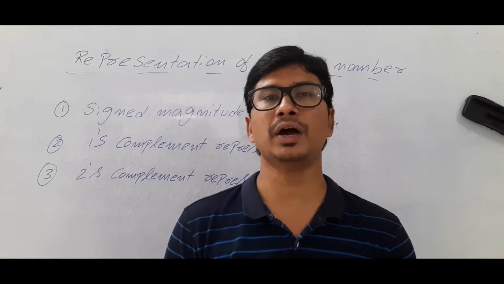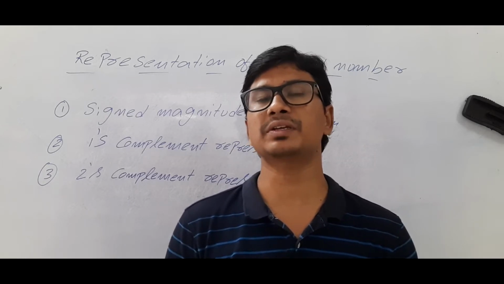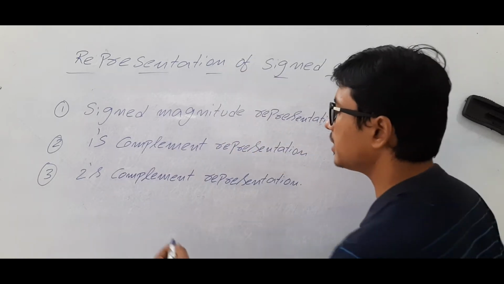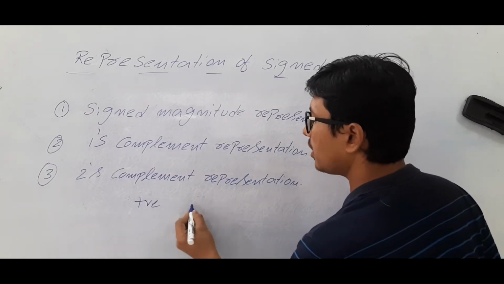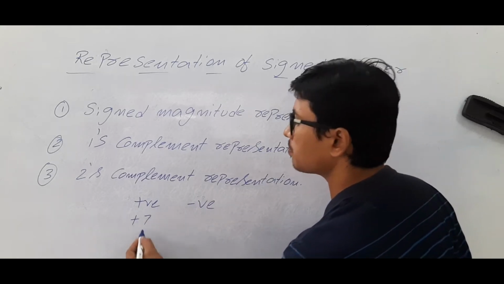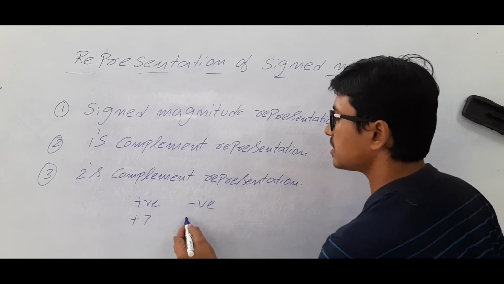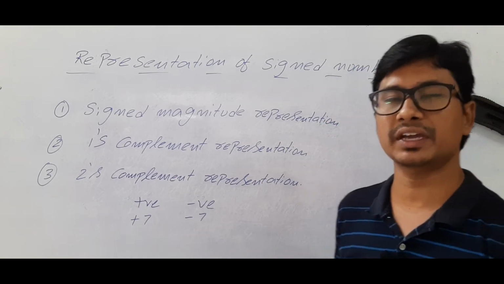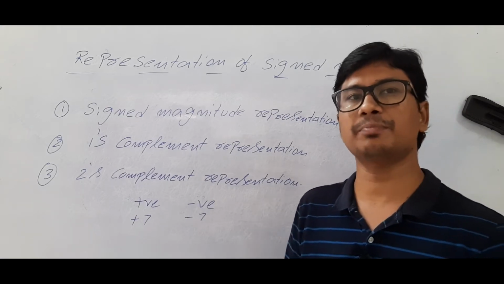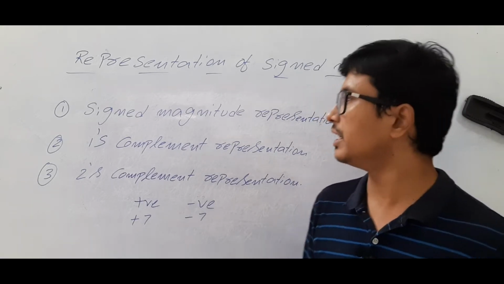In this video, I want to discuss how to represent signed numbers. Signed numbers means a number can be a positive number or it can be a negative number. For example, suppose I want to represent plus 7, how can I represent it? If it is a minus 7, how can I represent it? So we have three representations for representing a positive number and a negative number.